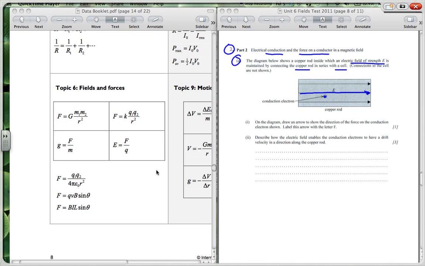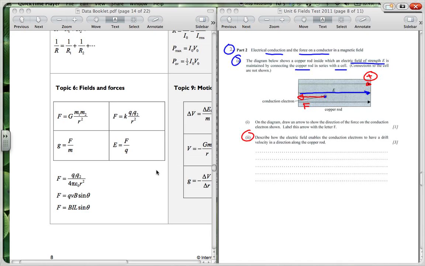On the diagram, draw an arrow to show the direction of the force on the conduction electron shown. Label this arrow with the letter F. So the arrows on your electric field always show the direction that a positive charge would take. So because this is an electron, it would go in the opposite direction. So you would have something like that.